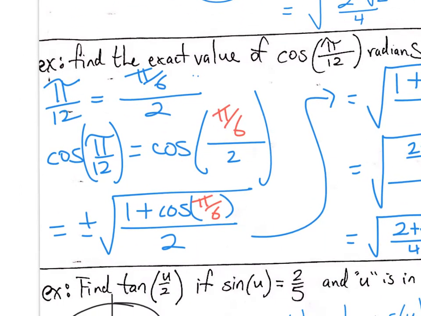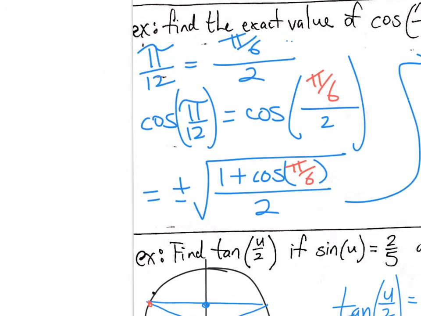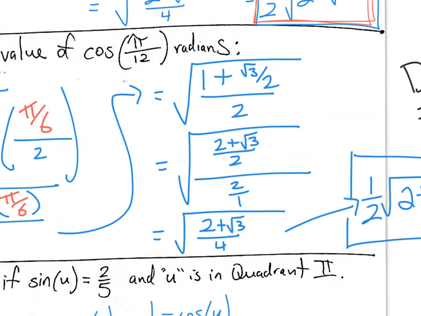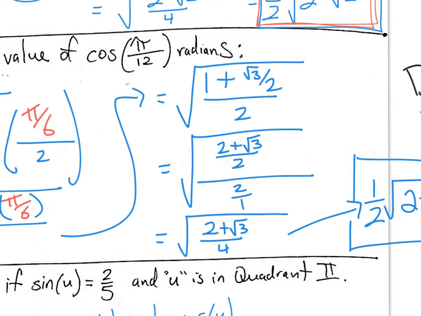And again, this is helpful to us because we know what the cosine of pi over 6 is. Pi over 6 being 30 degrees. Okay, so we have plus or minus the square root of 1 plus cosine of pi over 6 all over 2. And we're thinking about positives or negatives. Cosine of pi over 12, right? It's our original question. Pi over 12 would be this little skinny angle right here, and we know that the cosine would have a positive value. So we can just know that it's going to be a positive.